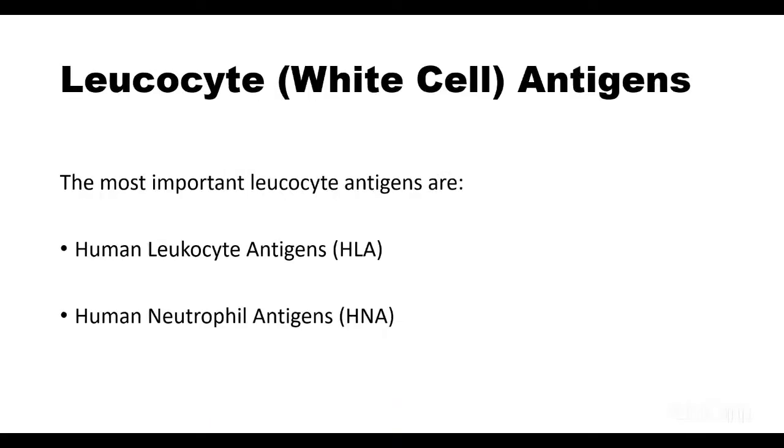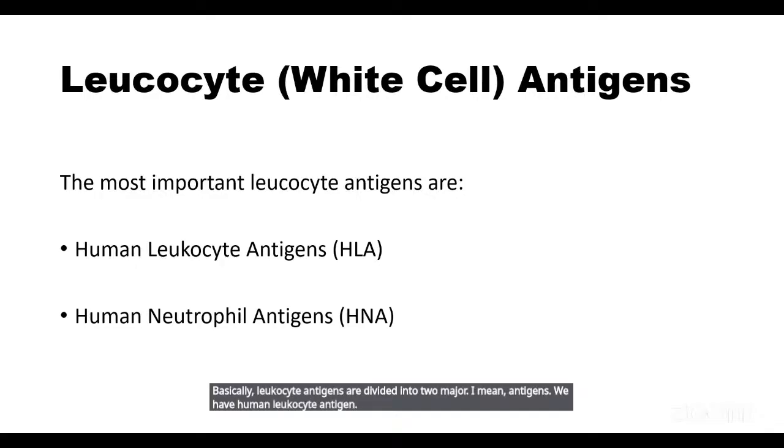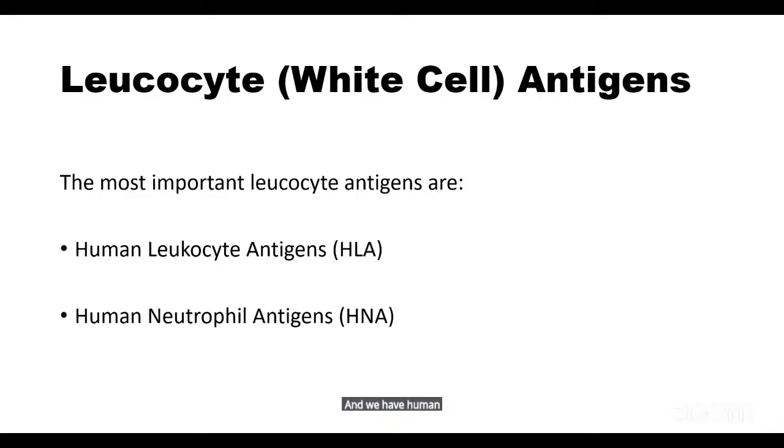Basically, leukocyte antigens are divided into two major types. We have human leukocyte antigen and we have human neutrophil antigen. Leukocyte antigen is on all leukocytes, while the neutrophil antigen is specific for neutrophils. Next slide.